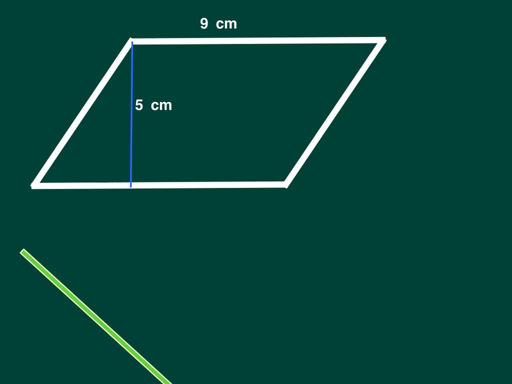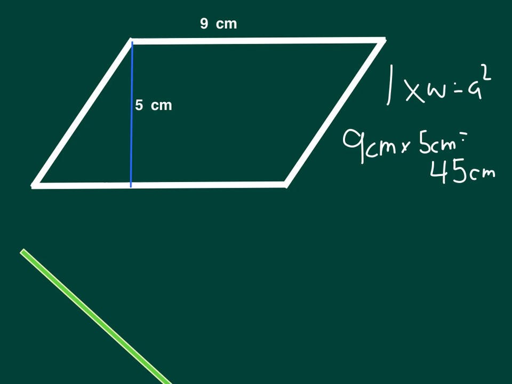So let's test this with a different shape of parallelogram. Once again, I've got a parallelogram here, and by now we should know that a parallelogram is also a length times width shape for area, so L times W equals area squared, and in this case that means that 9 centimeters times 5 centimeters equals 45 centimeters squared.